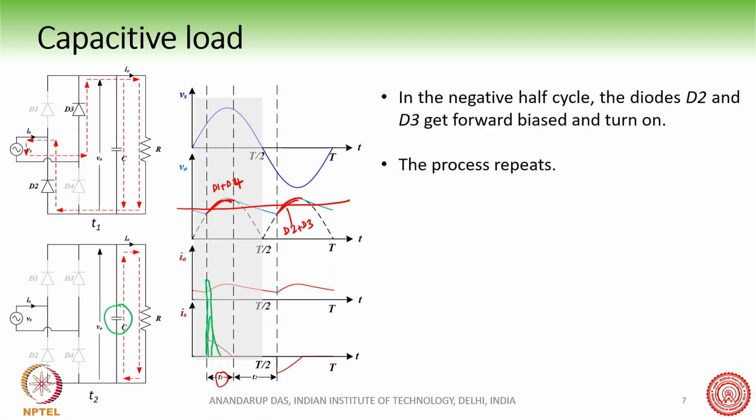During that short period, because it is taking a lot of energy, the current must go high. Therefore the source current is very peaky. This is a very big problem with such kind of rectifiers, because the input current is highly non-sinusoidal.